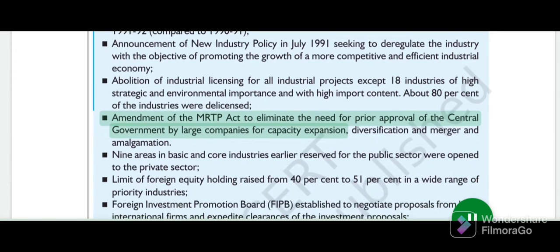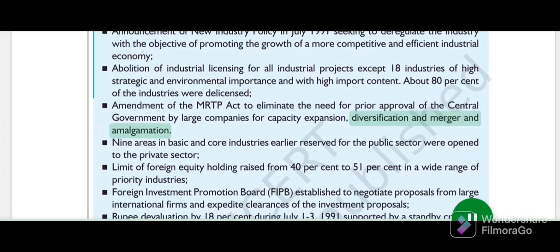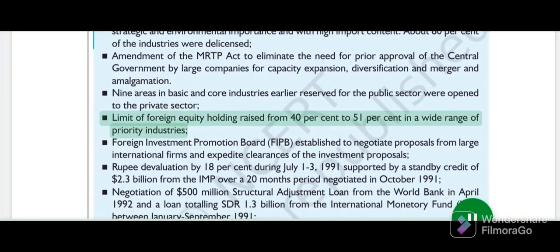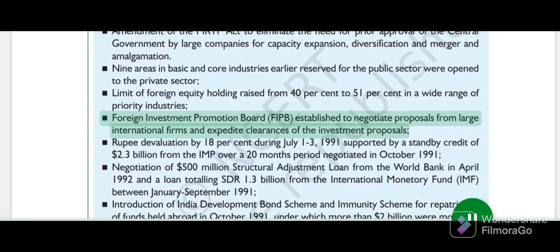An amendment of the MRTP Act to eliminate the need for prior approval of the central government by large companies for capacity expansion, diversification and merger and amalgamation. 9 areas in basic and core industries earlier reserved for the public sector were opened to the private sector. Limit of foreign equity holding raised from 40% to 51% in a wide range of priority industries. Foreign Investment Promotion Board (FIPB) established to negotiate proposals from large international firms and expedite clearances of the investment proposals.